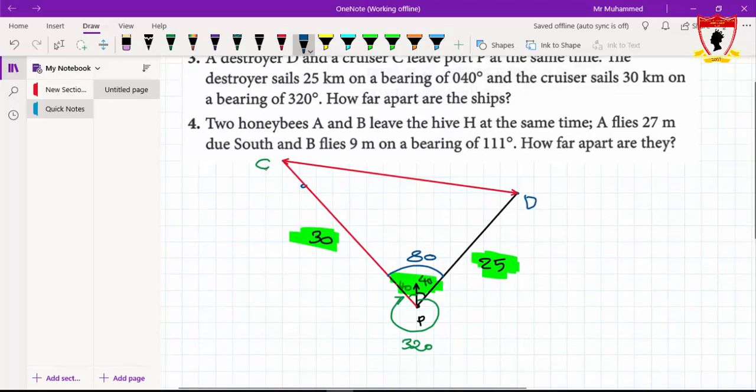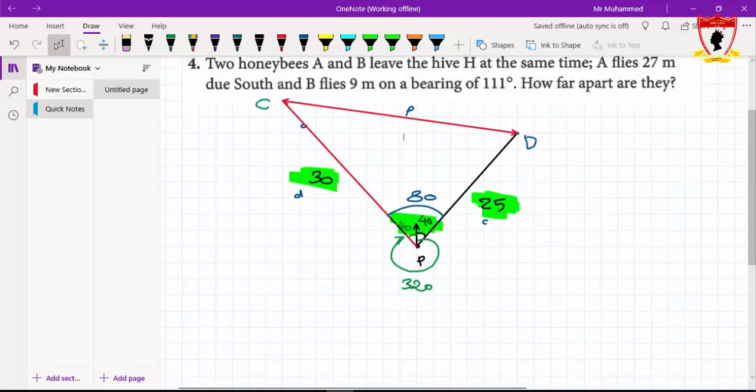Now, this angle is C, so this side will be C small. This angle is D, this side will be D small. If we name the sides, it will be better when we substitute in the rule. This angle is P, and this side will be P small. Okay, now let's use the cosine rule. Cosine rule looks like this.